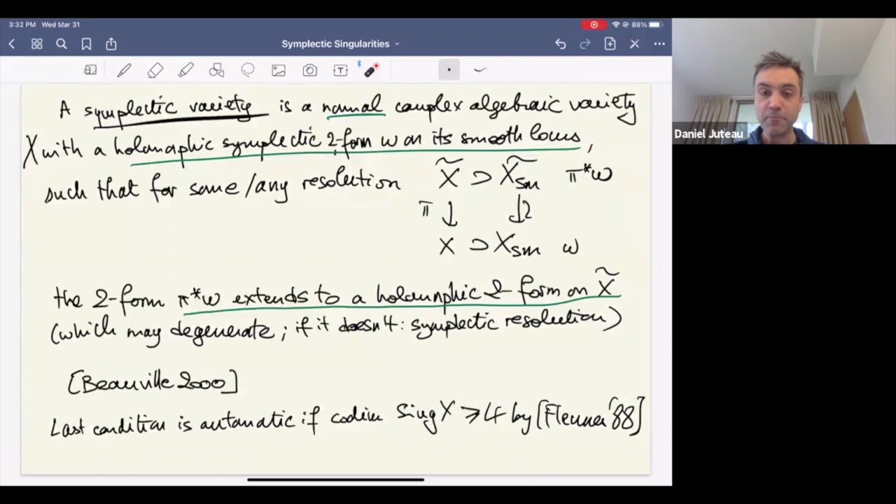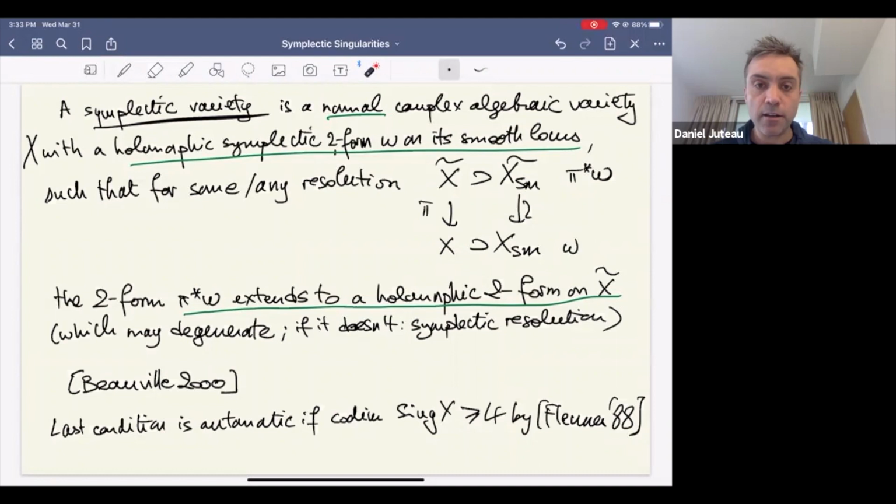A symplectic variety is a normal complex algebraic variety X with a holomorphic two-form on its smooth locus, such that for one or any resolution, if you pull back this form to the resolution from the smooth part, it extends to a regular two-form on the whole of the resolution. So it's not necessarily a symplectic form anymore. It may degenerate. If it doesn't, it's called a symplectic resolution, but that is rather rare. This notion was introduced by Beauville in 2000. He remarked that the last condition is automatic if the codimension of the singular locus is at least 4, by a result of Flenner.